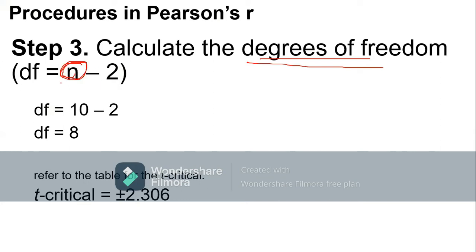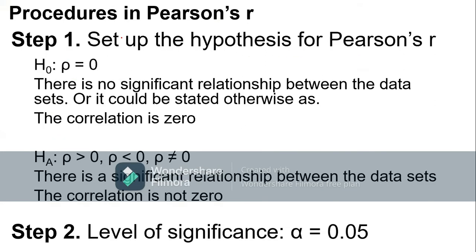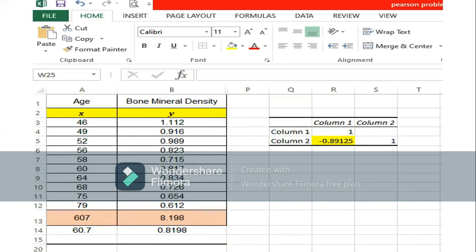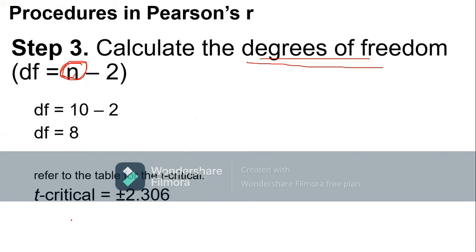Okay? At kung ilan yung data given, yes, 10 yan. Okay? Kasi dito, yung data class ay 10. Okay? 10 tapos minus 2. So, our degree of freedom is 8.